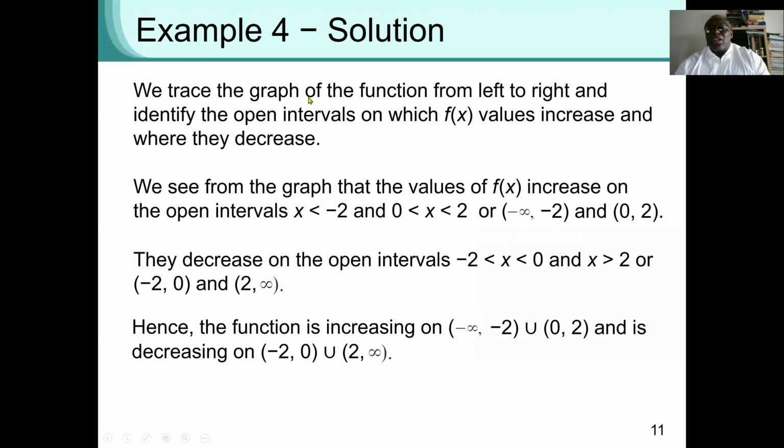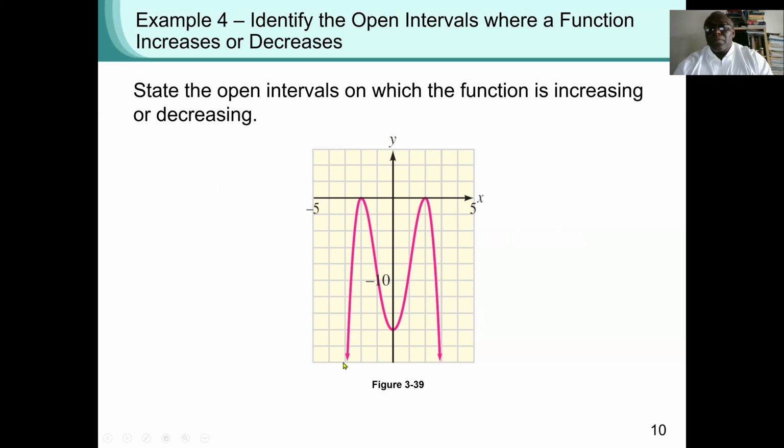We can trace the graph of the function from left to right and identify the open intervals on which f of x values increase and where they decrease. Looking at the function here, at 3 the function will be increasing. Then from -2 to 0 is decreasing. From 0 to 2 is increasing. Then from 2 to 3 is decreasing.